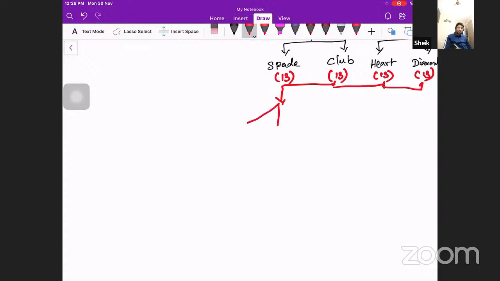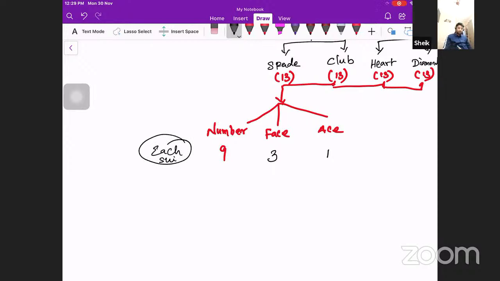The 13 cards can be bifurcated into 3 parts. One is number cards, the second is face cards, and the third is ace cards. From each suit, there will be 9 number cards, 3 face cards, and 1 ace card.